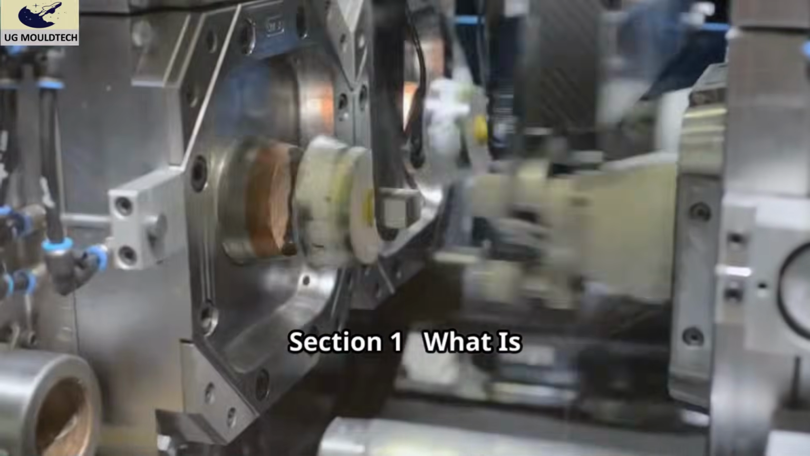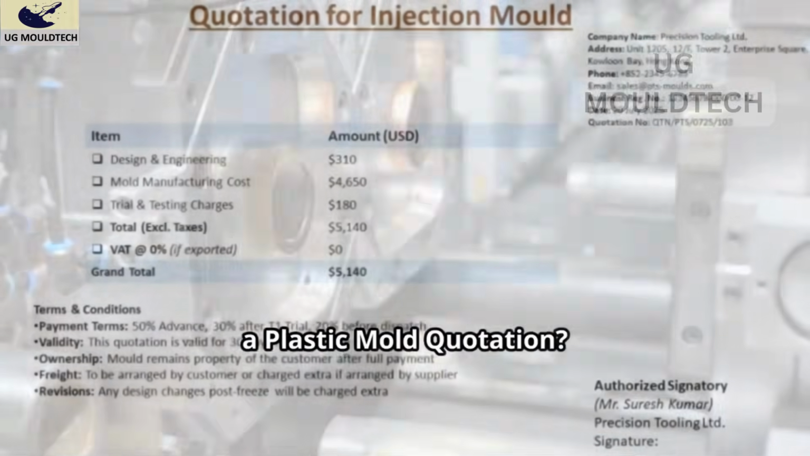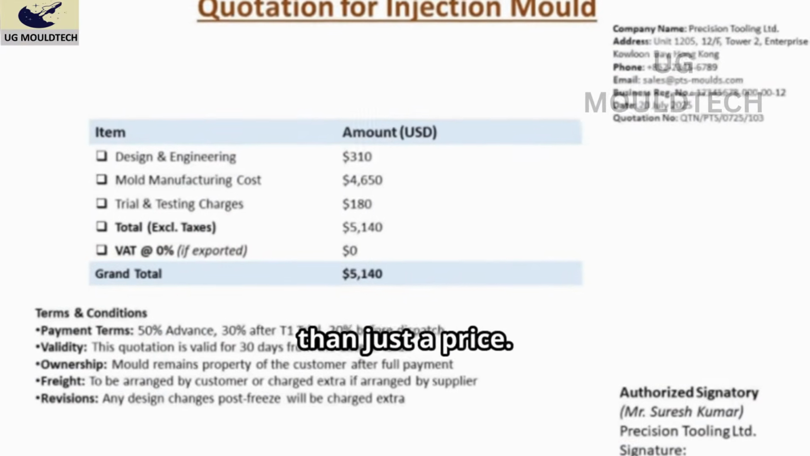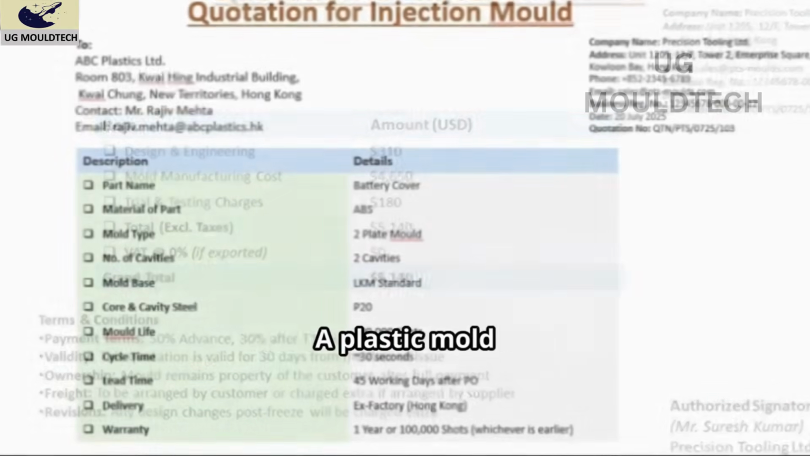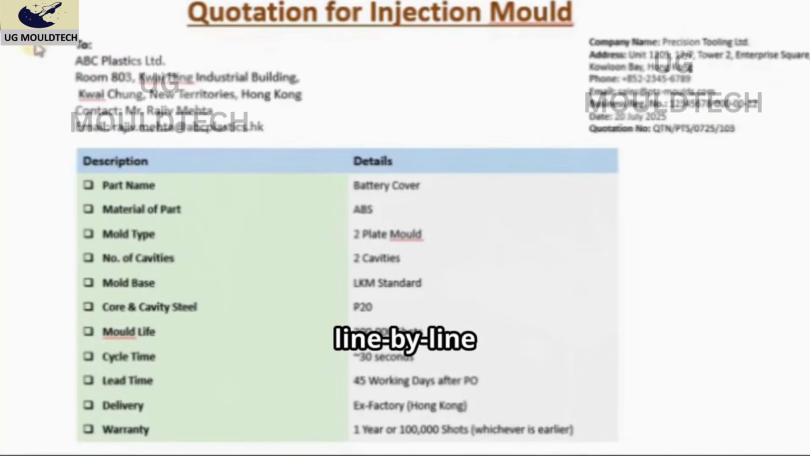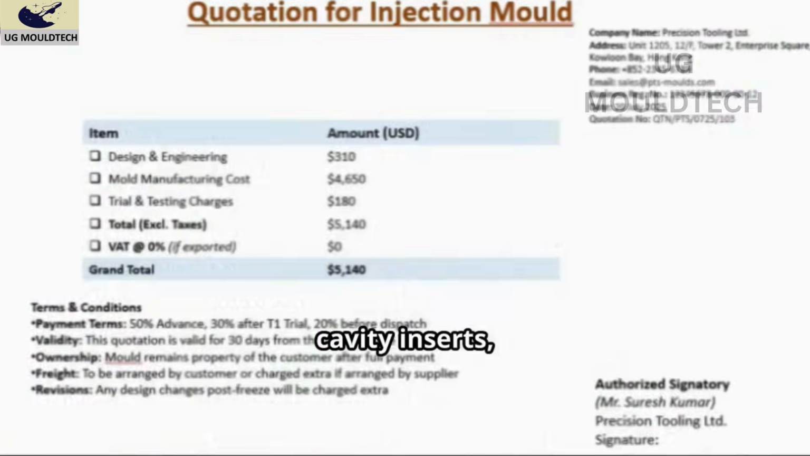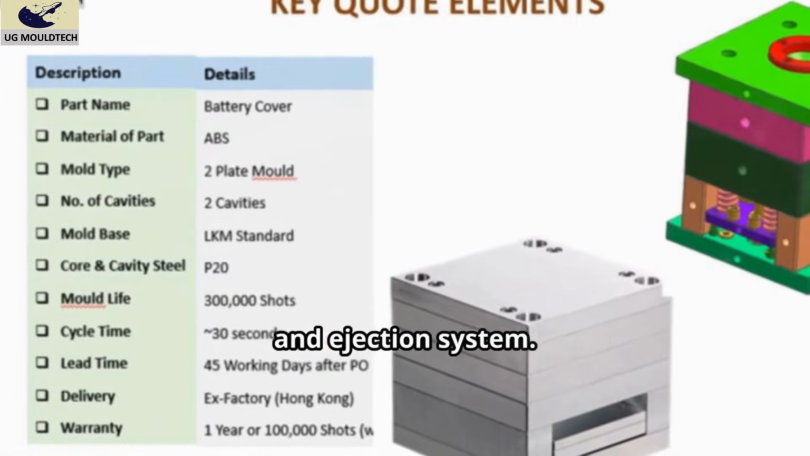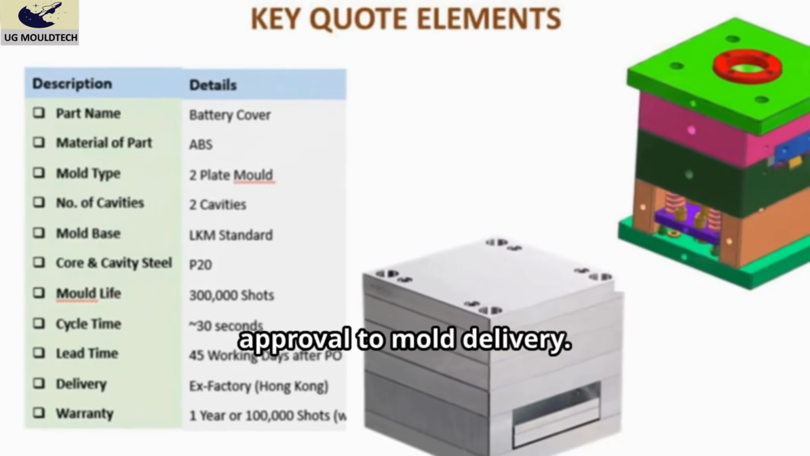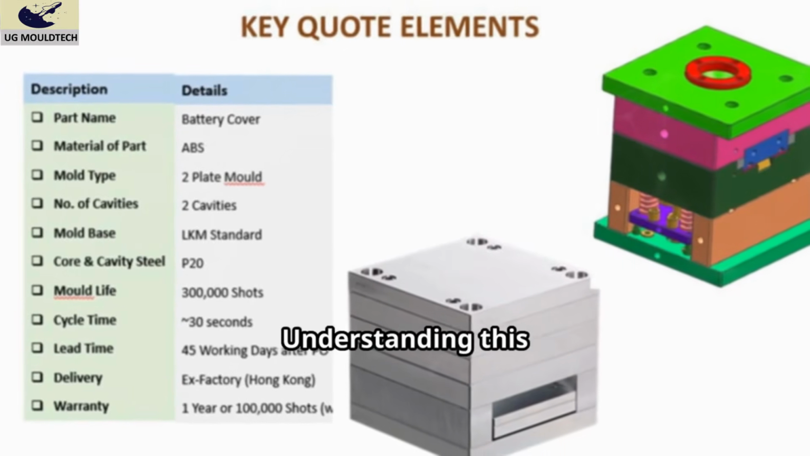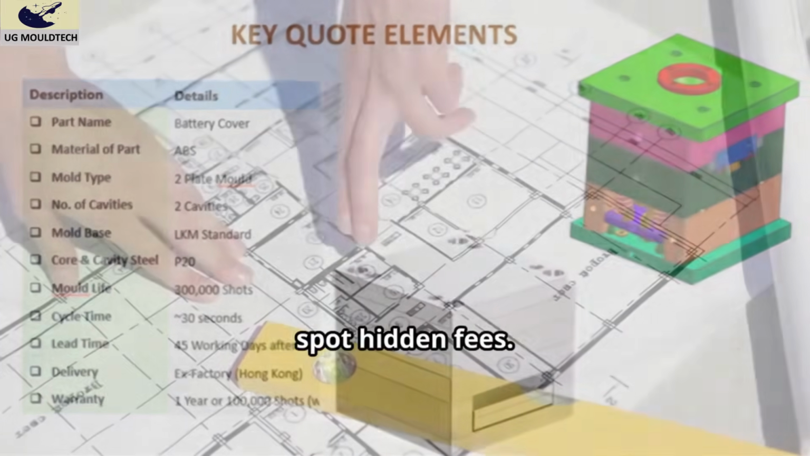Let's get started. Section 1. What is a plastic mold quotation? A plastic mold quotation is more than just a price. It's a detailed breakdown of what it takes to build a custom injection mold. A plastic mold quotation typically includes a line-by-line breakdown of costs. For example, you'll see separate charges for the mold base, cavity inserts, mold life, and ejection system. Some suppliers also include a timeline for each stage, from design approval to mold delivery. Understanding this structure helps you compare quotes and spot hidden fees.